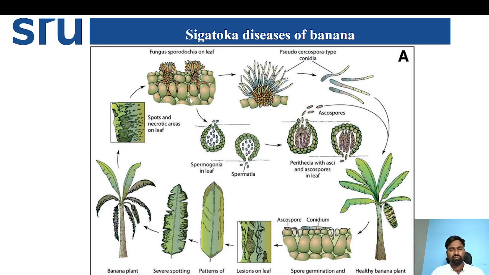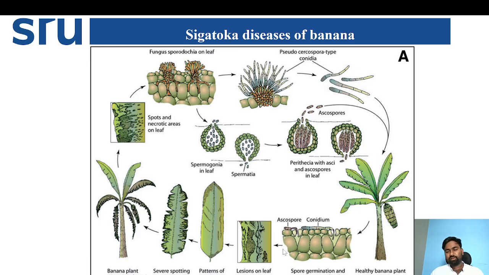Also, from the infected leaves there is a formation of spermagonia or spermatia, which is nothing but a perithecia. Perithecia is a flask-shaped fruiting body. Inside it contains asci and ascospores. Again, these ascospores, which are carried by the wind, will also cause infection on the healthy plant.